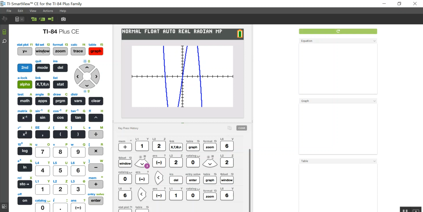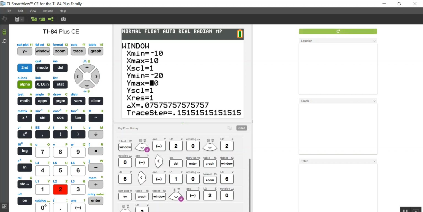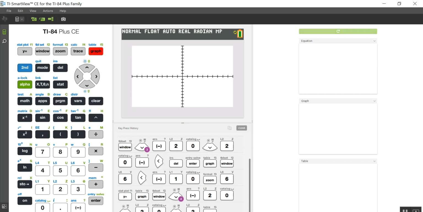So I'm going to change my window. I hit the window button, and what I need to change is my y minimum. I think I'm going to make that a negative 20. And then I need my y maximum. I think I'll make that a positive 20. And then I'll change my y scale to 2 so I don't have so many little marks. Now when I hit graph, I can actually see that I have a turning point here. It's not going to let me write on that, and I have a turning point right here.